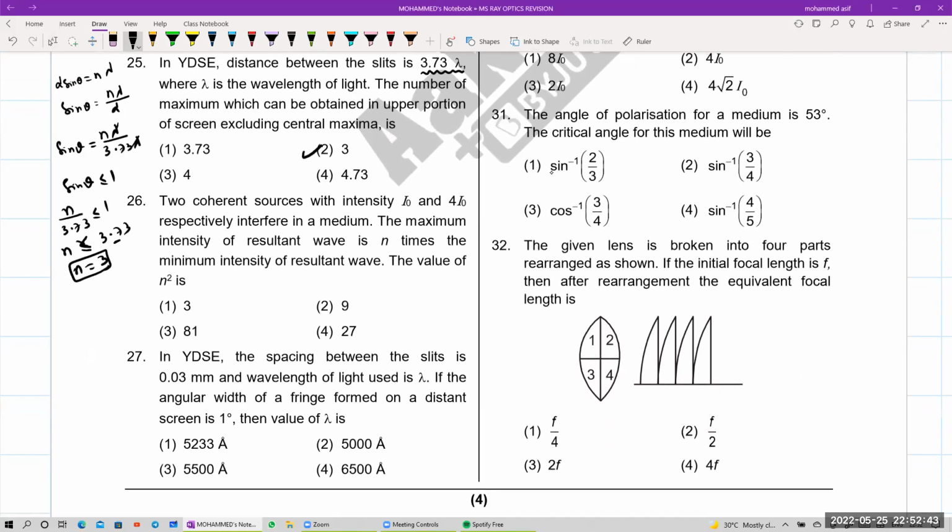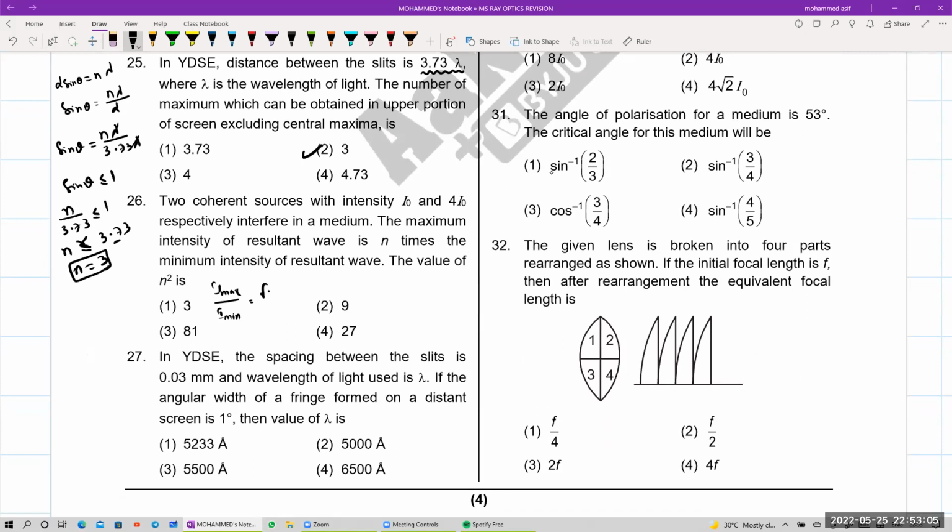Two coherent sources with intensity I0 and 4I0 respectively interfere in a medium. The maximum intensity of resultant wave is n times the minimum intensity of resultant wave. The value of n square will be equal to how much? मैंने ऑलरेडी क्लास में करवाया, सो क्वेश्चन है I max divided by I minima. I max divided by I minimum.